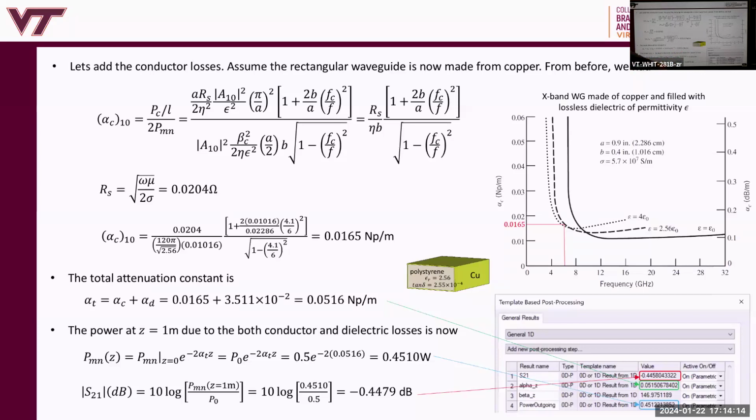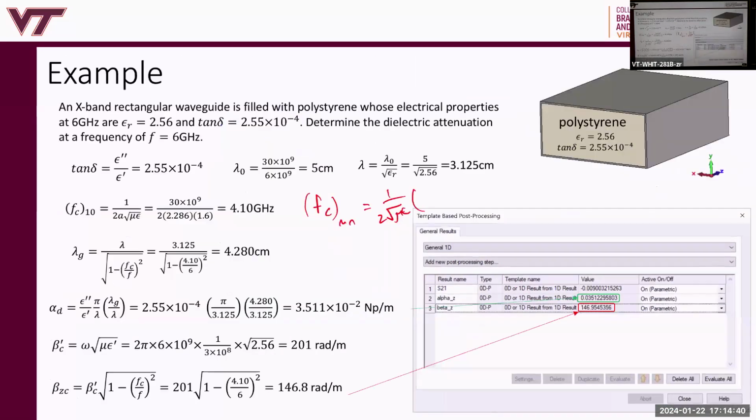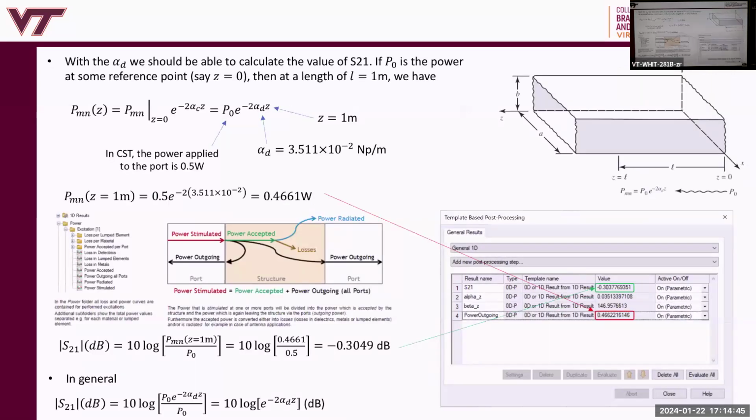The power at Z equal to 1 meter due to both conductor and dielectric losses now uses the alpha total instead of alpha C or alpha D. And if we use this alpha total here, 0.0516, we get 0.451 watts out of the 0.5 that we sent into the waveguide at the output at 1 meter away. 1 meter is kind of a long waveguide, right? The wavelength here at 6 gigahertz, what was the wavelength here? 6 gigahertz, 3 centimeters, right? So we're talking about 1 meter versus 3 centimeters, a long waveguide. Okay. Anyway, this is the power outgoing on the next slide.